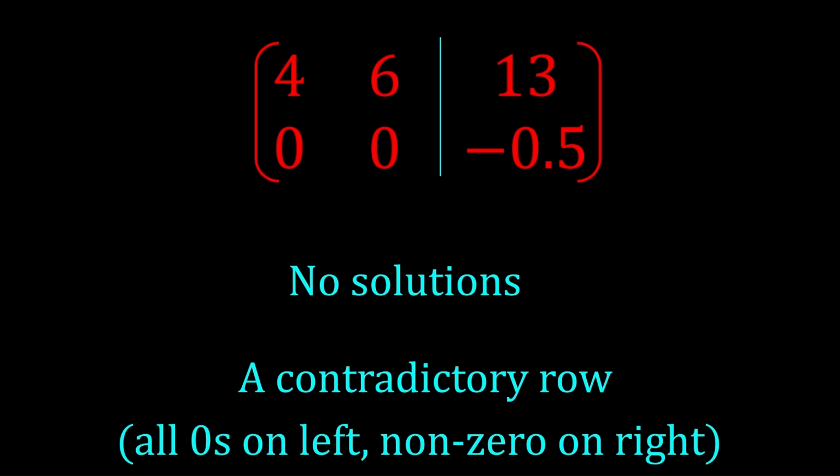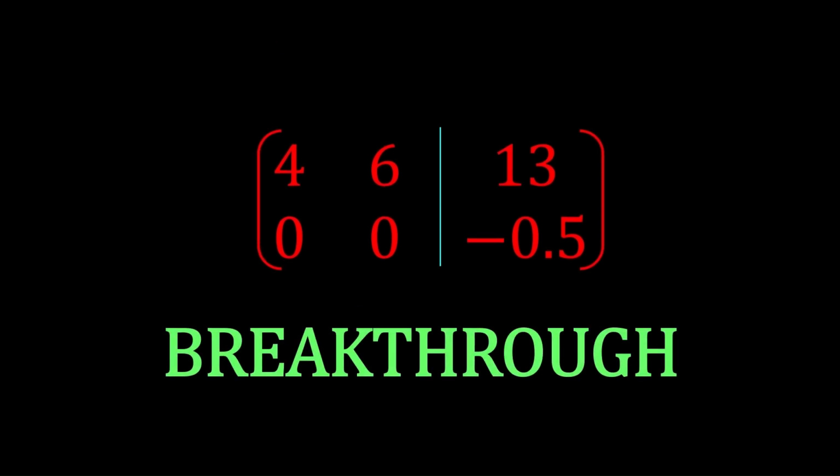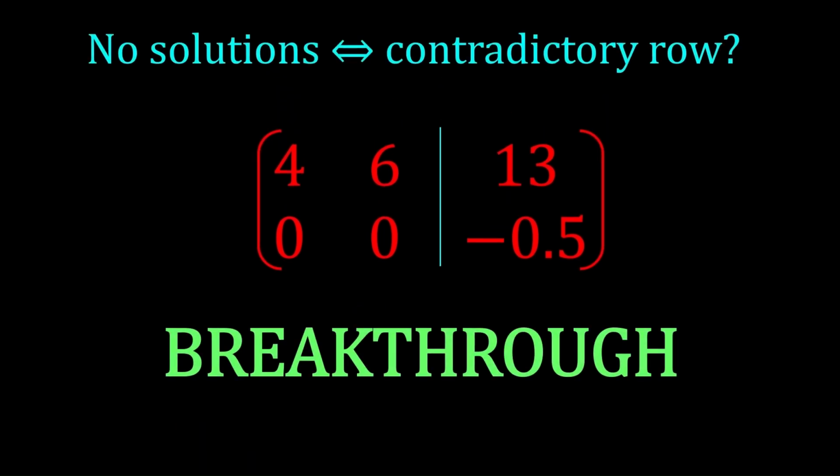This could be a breakthrough. Contradictory rows appearing in the matrix might be equivalent to saying there's no solutions. I think that's kind of important to note.